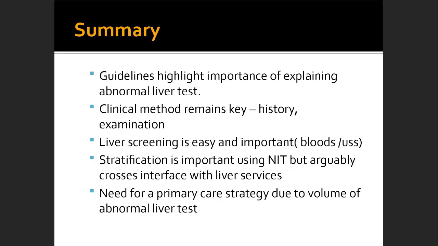I think what the All Wales guidance said, I probably got it here, did I print it out? It says do it and repeat it in 2 months. I think once you've explained an abnormal liver test and you've done the risk stratification, there's probably not much point in repeating it then. Because if it's abnormal, it's going to be abnormal.